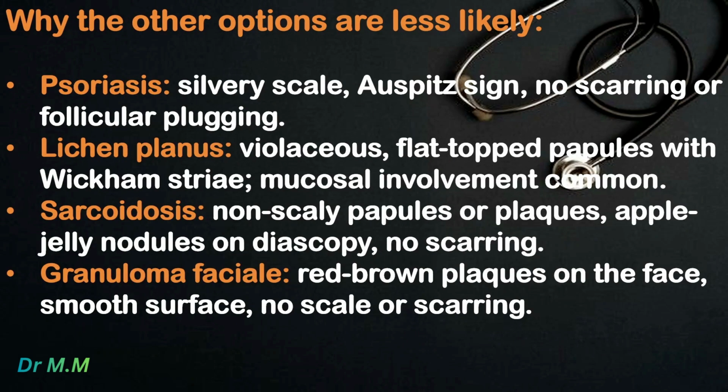While the other options are less likely: psoriasis has a silver scale and the Auspitz sign, with no scarring or follicular plugging. Lichen planus presents with violaceous flat-topped papules with Wickham striae, and mucosal involvement is common. In sarcoidosis, non-scaly papules or plaques are present, with apple jelly nodules on diascopy, without scarring. And granuloma faciale is red-brown plaques on the face, with a smooth surface and without scale or scarring.